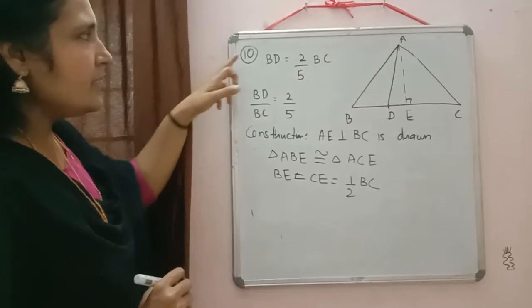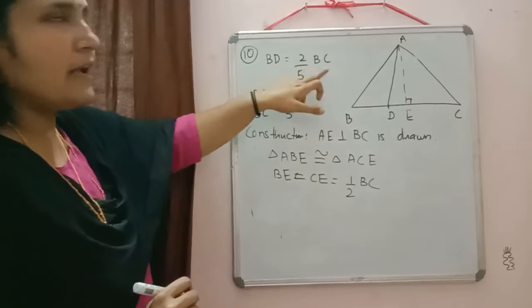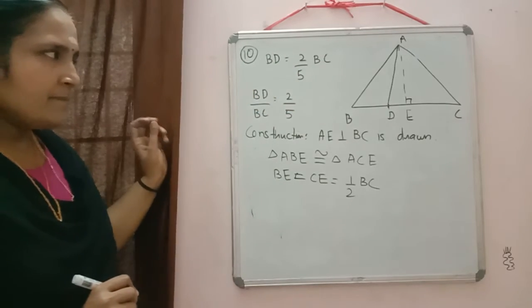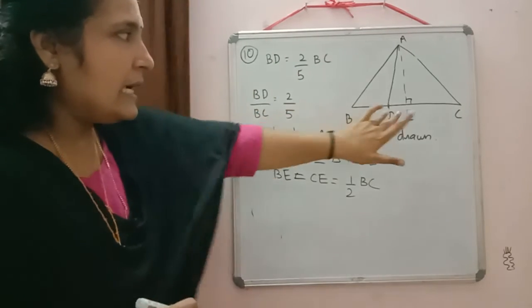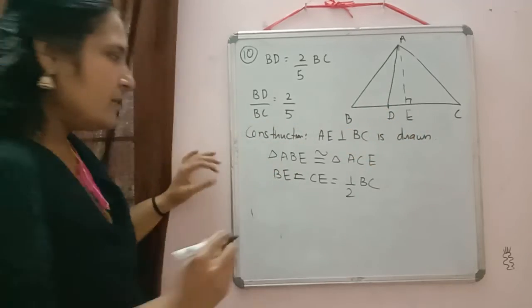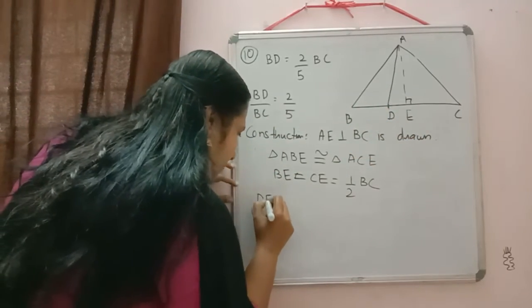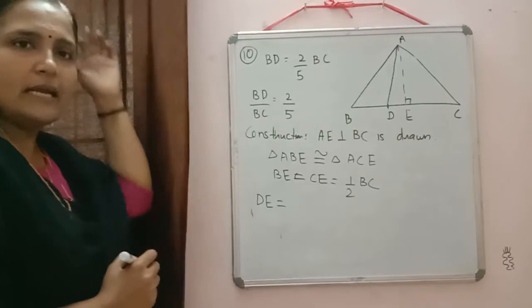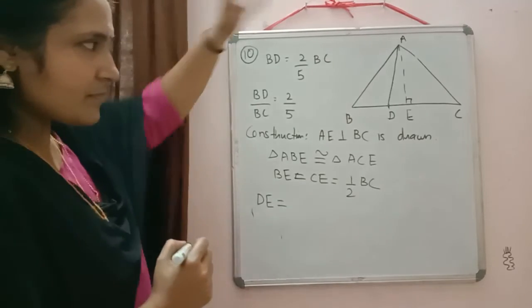Then already in the question BD is equal to 2 by 5 BC given. Now which side is remaining? DE is remaining there. So now we will check how we will convert DE also in terms of BC.